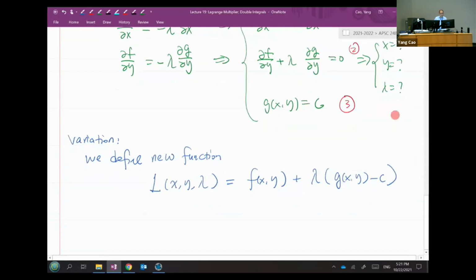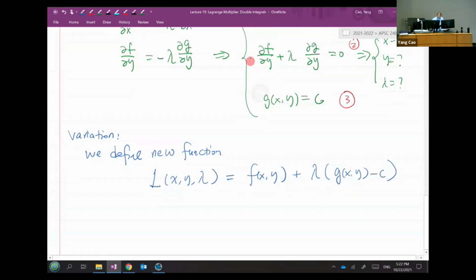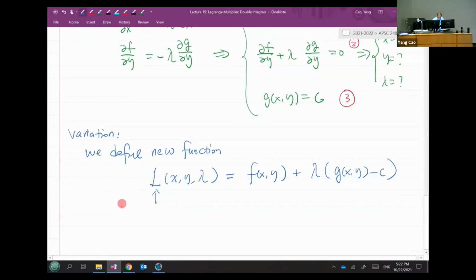So it's constructed using the given cost function f of x, y, the constraint g of x, y, and the Lagrange multiplier lambda. That's how this function is defined. And this function has a name. It's called the Lagrangian.